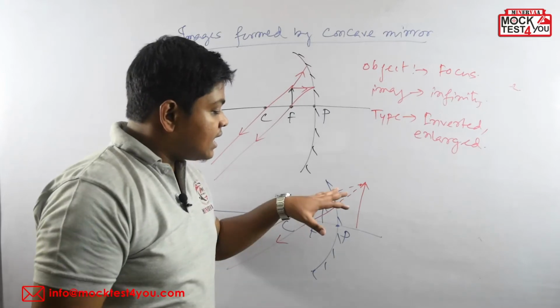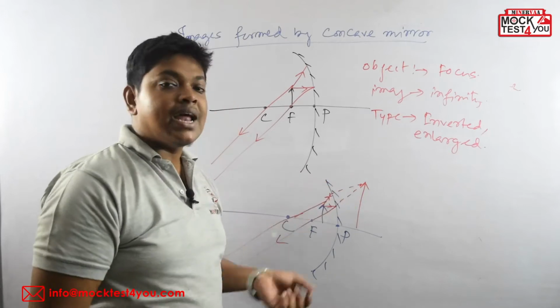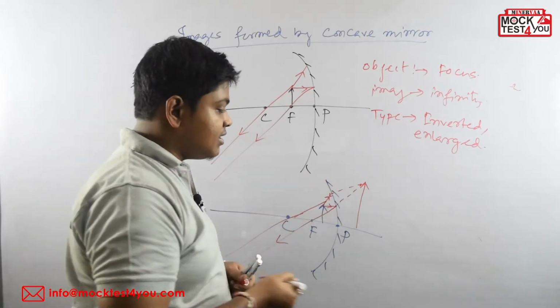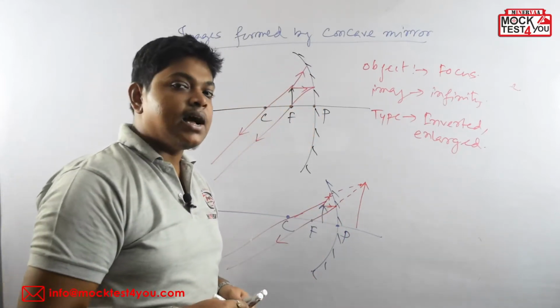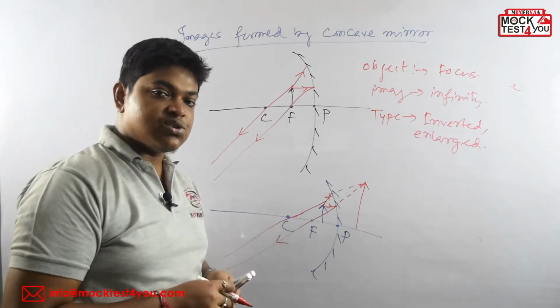That is, the image is produced when the light rays appear to meet at a point, and in this case you are just getting the virtual image. In this case the image is a virtual type and it is obviously enlarged. That means it is larger with respect to the size of the object.